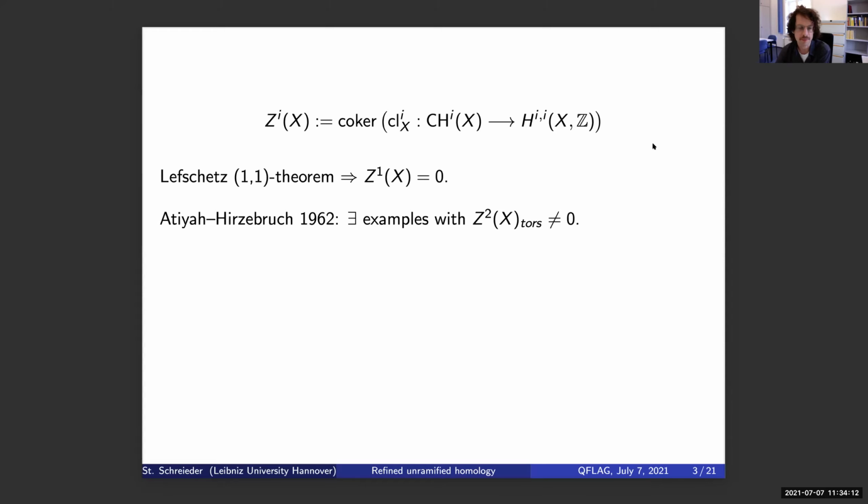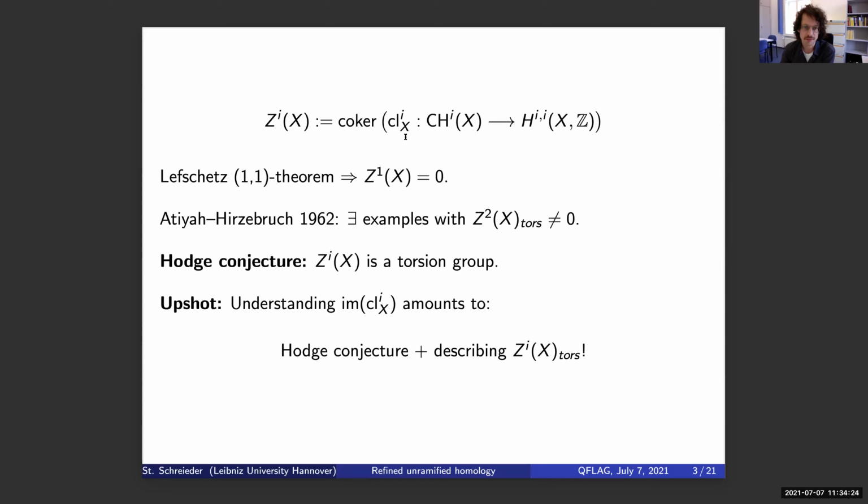The first examples have been found by Atiyah and Hirzebruch. Nonetheless, the Hodge conjecture predicts that there shouldn't be anything else than torsion, so this cokernel should be a torsion group. The upshot is that if we want to understand the image of the cycle class map over the complex numbers, one would need to prove the Hodge conjecture and then understand the torsion part of this cokernel. Over other fields, the similar story would be to prove the Tate conjecture and then understand the torsion part. Today I won't say anything about this rational piece of the question, but only about the torsion, which is somewhat easier.